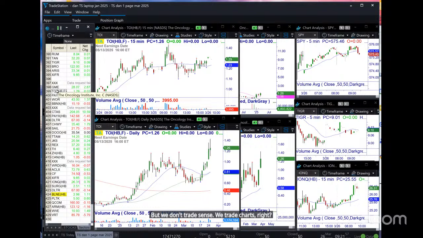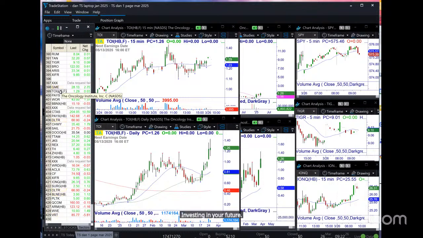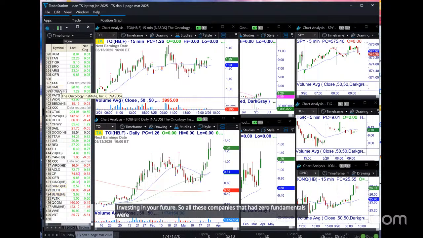We trade what is. Same with, I started in the dot-com bubble in the late 90s. So we were trading all kinds of stocks, and the stupid media always paints a story, and they're like, oh no, you don't want to have a PE, you don't want earnings, because otherwise that means you're not investing in your future. So all these companies that had zero fundamentals were just going to the moon. It was an insane time.